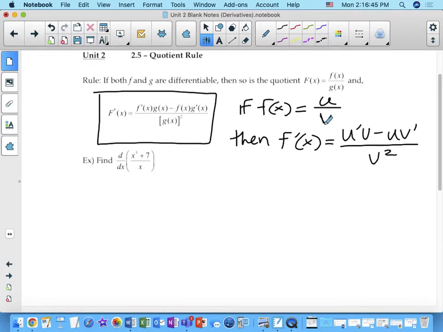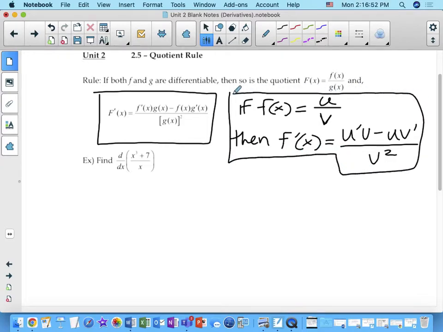Where u and v could be considered two other functions. Okay, so let's try this once, and then I'd like to show you where this comes from. And again, I won't ever ask you to derive this yourself, but I don't like to show you things that fall from the sky, so this one won't take us too long.